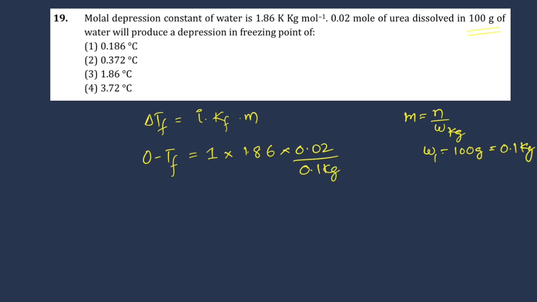After cancellation, we will get 1.86 into 0.02 by 0.1, so this 1 cancels, then 0.2. So this is nearly double the value, meaning you will get the fourth option.